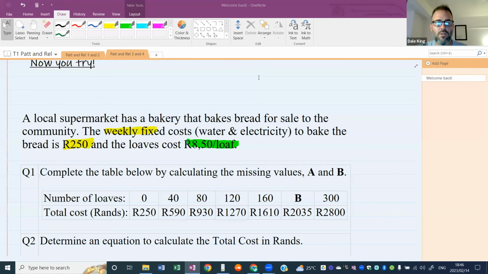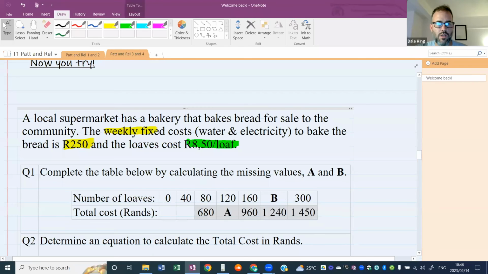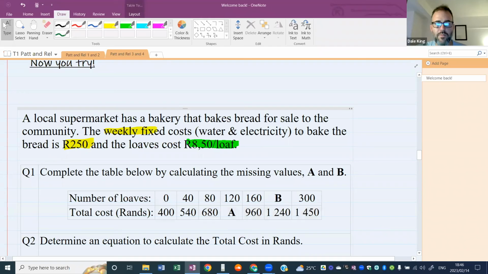All right, let's go back to the original question and see if we can find it again. I think the values will pop up there. There they go. All right, so this was the original scenario. We had the text here with some values in. I said that we have a weekly fixed cost of 250 and loaves cost 8 Rand 40. But if you look at the first value in the table, it's 400, which means that this fixed cost and this 400 are different, which should be different.